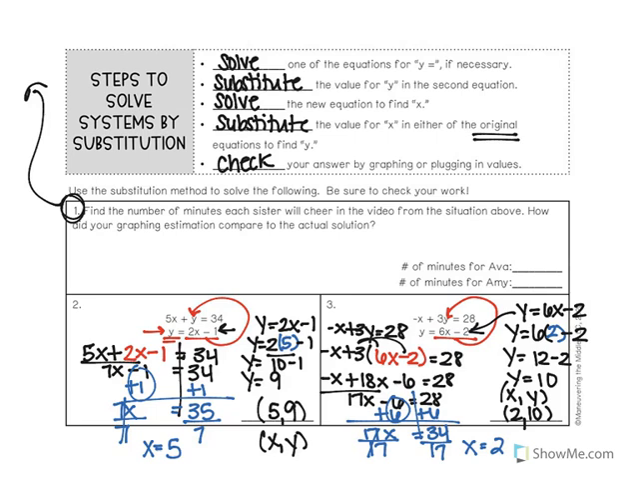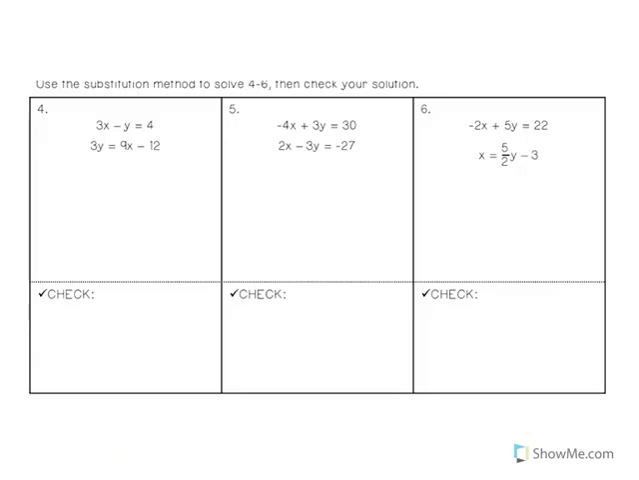Again, if they came out easier to solve, we would also be able to do this with graphing, but this is an alternative method, and it usually works best when one of the equations is solved for y. All right, so let's continue.